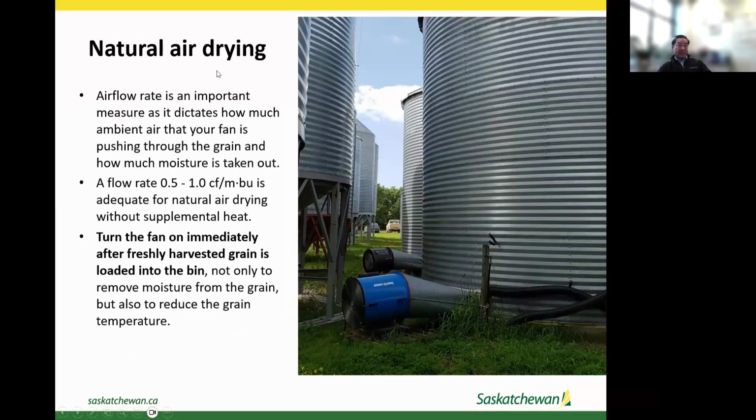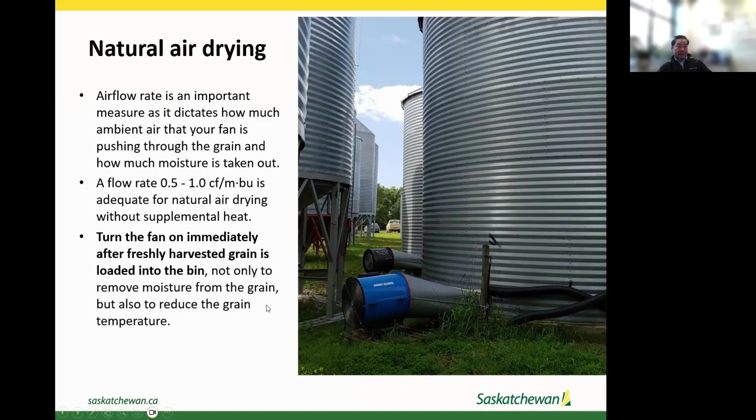First, let's talk about natural air drying. The airflow rate is an important factor as it indicates how much ambient air your fan is pushing through the grain and how much moisture this air would take out from your bin as it flows out. In general, a flow rate of 0.5 to 1.0 cubic feet per minute per bushel is adequate for natural air drying without supplemental heat.